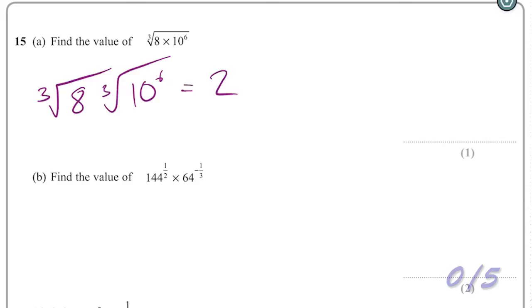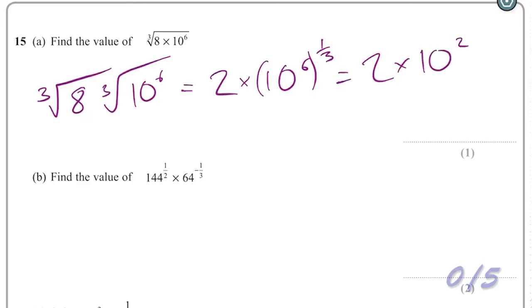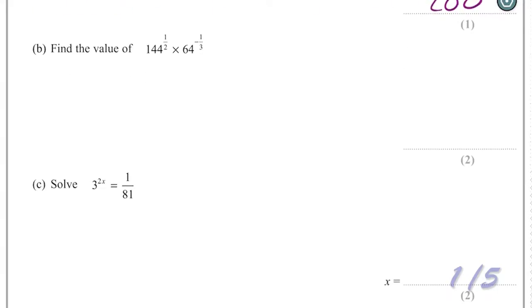It might be easy to think of this cube root as an indice. So this is the same as 10 to the 6, cube root we can write as a third. When we're doing the power of a power, we just multiply the powers. So that's the same as 2 times 6 times a third. That's 10 to the power of 2. And 2 times 10 to the power of 2 is 200. Just the one mark there. So a couple of 2 markers.